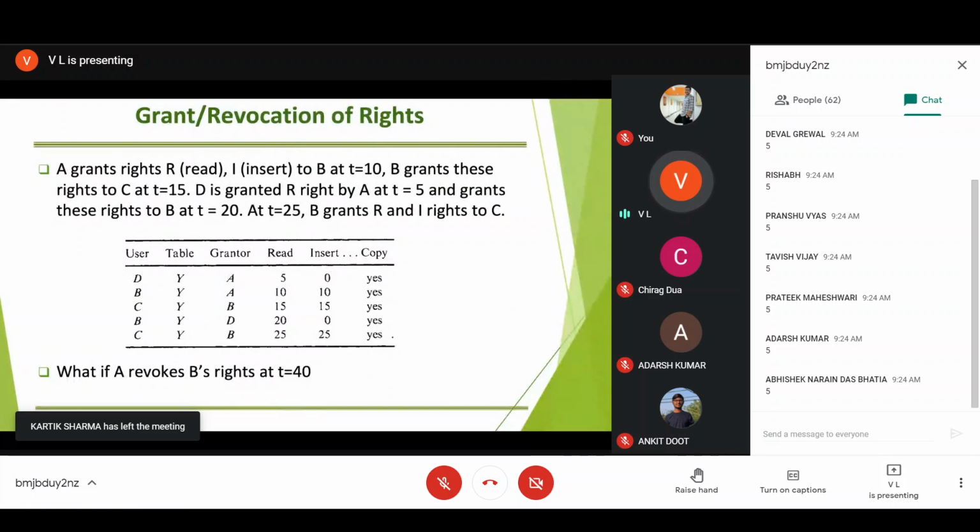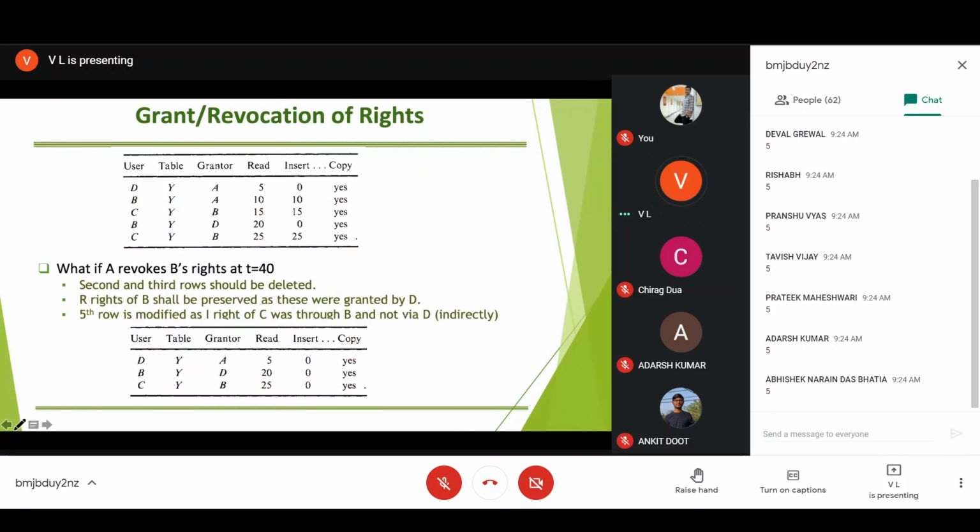What happens if A revokes B's right at t equal to 30? So when it revokes the right to B, naturally this table has to go. And now B has granted right to C, so these two also have to go. But still there are rights of B because it got them by virtue of D.